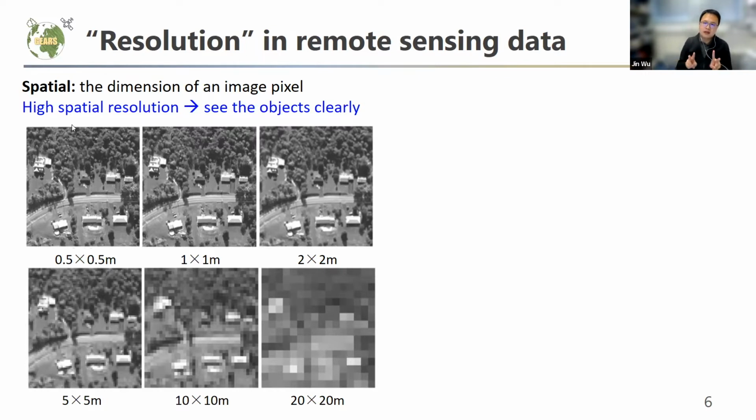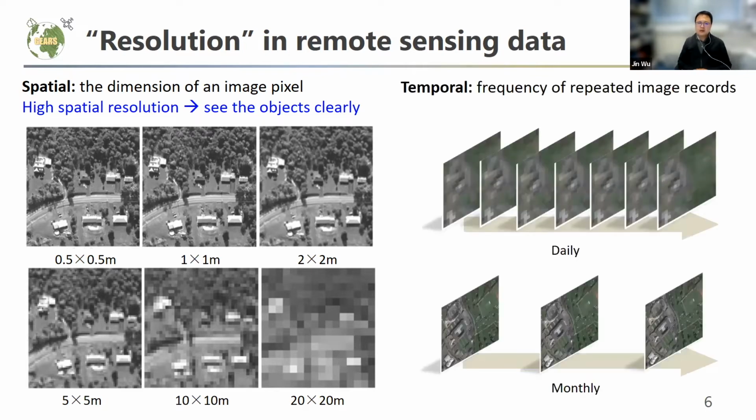If a remote sensing image has a high spatial resolution, normally it means we can see the objects really clearly, right? But when we go to coarse resolution, fundamental objects will probably be mixed together, even within one image pixel. So that means high spatial resolution matters when we interpret objects in the land surface.